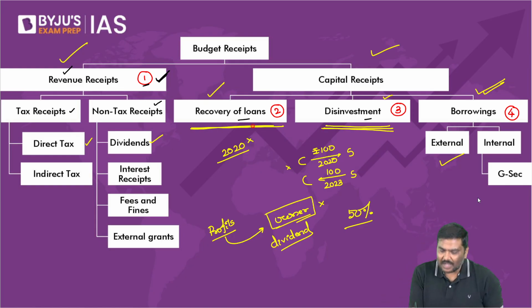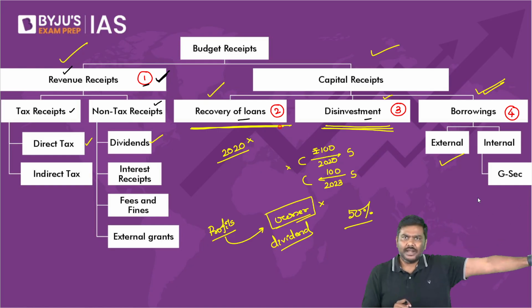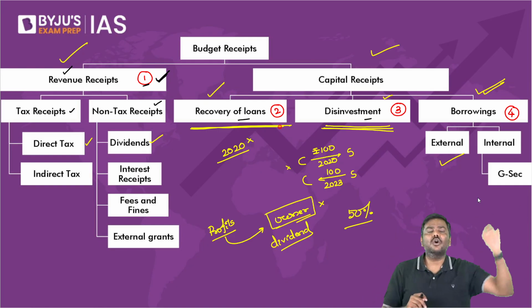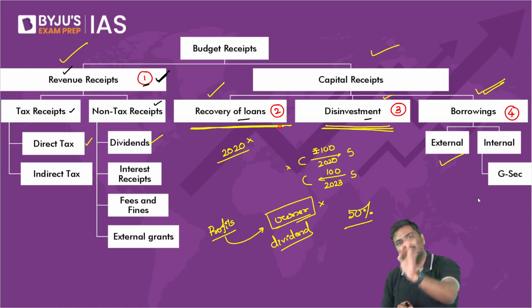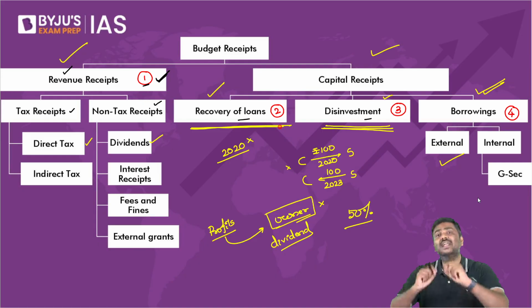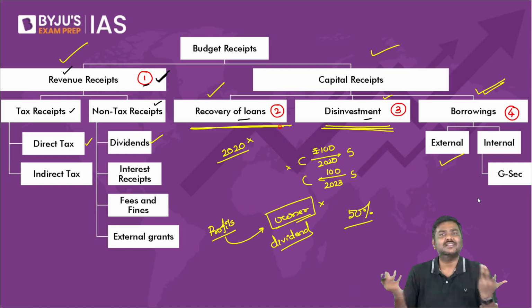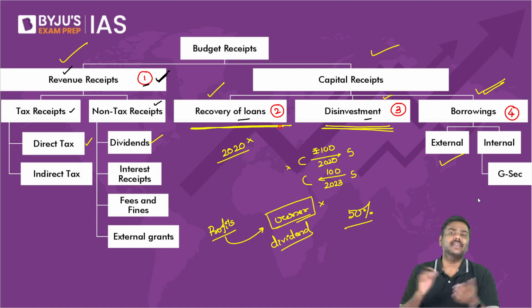So what is the recovery of loans? I'll explain it again. Let's say in the past, the government of India has given a loan to a state government. Now this year, the government will recover it. Recover means collect the loan back. So when you collect the loan back, it is not going to create any liability. It is a recollection of money. That's it. There is no liability created here.